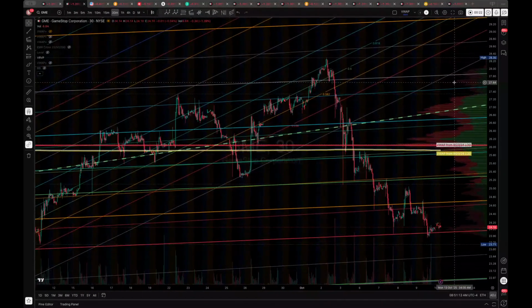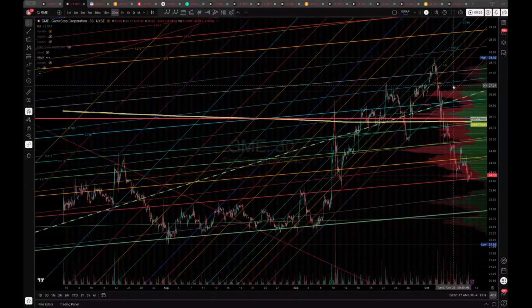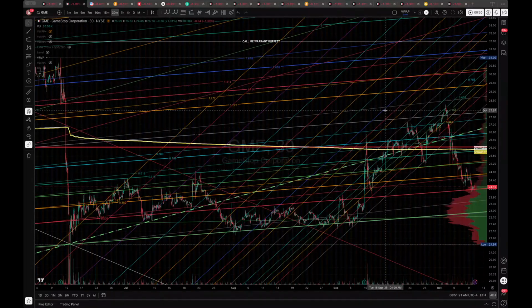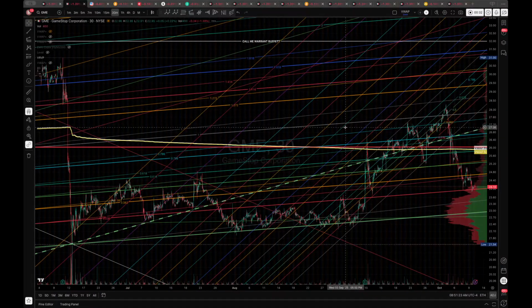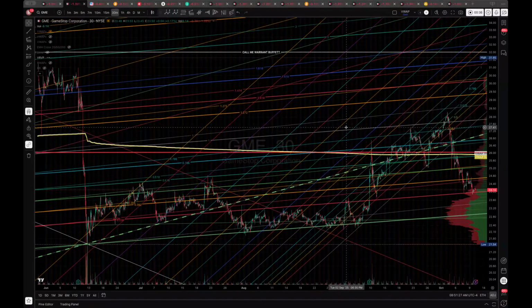But so I have a lot of bright colors on this chart, and I think that can confuse a lot of folks, especially since they're not the ones who drew these. So I wanted to take some time and explain exactly what it is that I'm looking at.